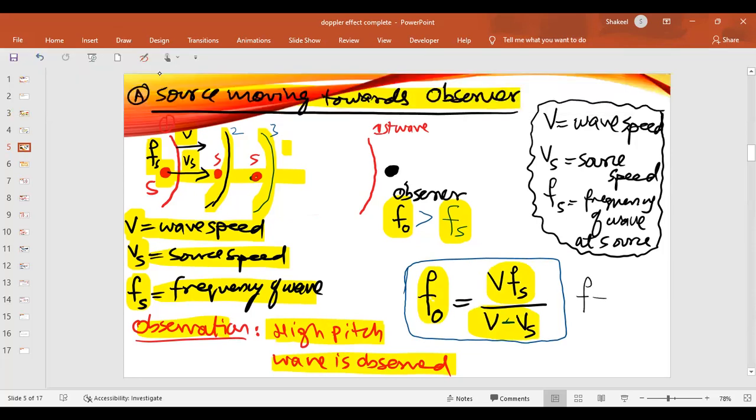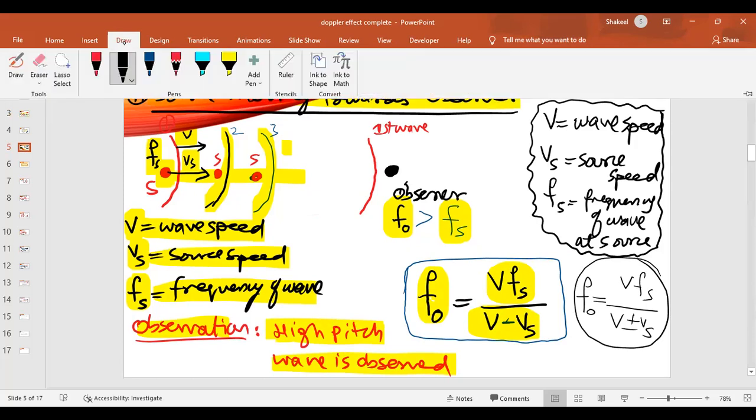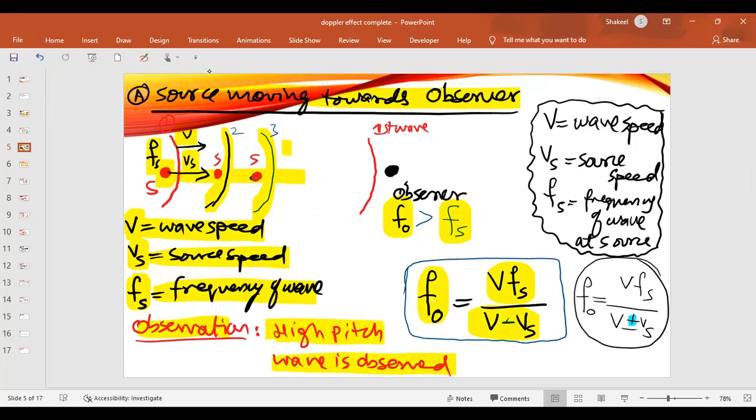So in the data booklet, you got this formula: F naught is VFS over V plus minus VS. So you have to decide yourself whether you are going to use a positive sign or a negative sign. I have used a negative sign here because your F naught is going to increase. F naught will increase only when the denominator is a smaller number.